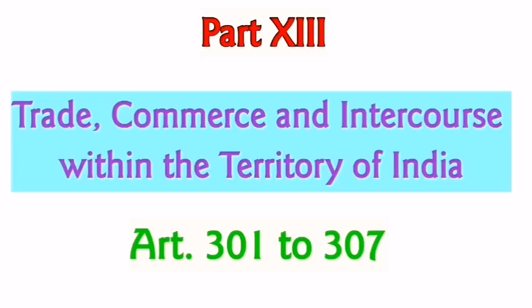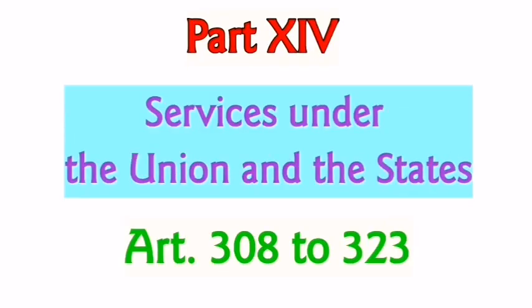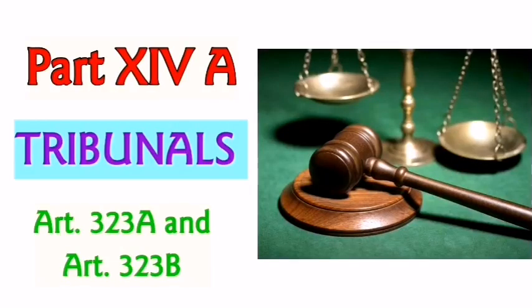Part 13 of the Constitution is about trade, commerce and intercourse within the territory of India, and Articles 301 to 307 come under Part 13 of the Constitution. Part 14 of the Constitution is about the services under the Union and the states, and Articles 308 to 323 come under Part 14. Part 14A is about the tribunals, and Articles 323A and 323B come under Part 14A.